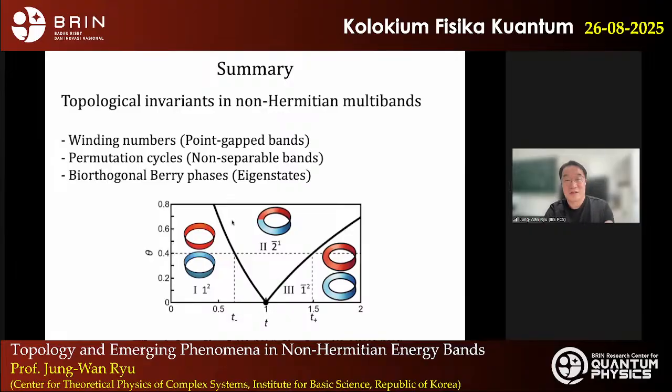And we add the permutation cycle and Berry phase. It means we use these three different topological invariants for the non-Hermitian band case. However, this is a very simple situation. If you think about a more complicated situation, we can obtain other topological invariants. But here, I would like to talk about our basic starting point to understand the non-Hermitian band theory.